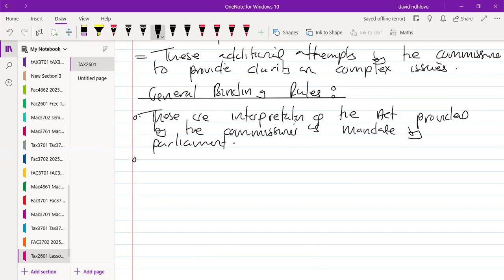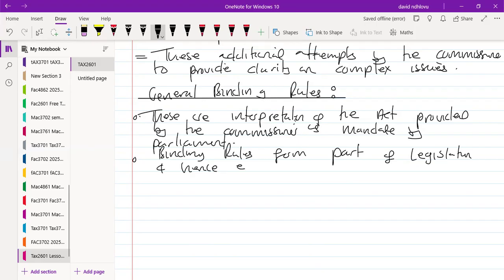Now, these binding rules form part of legislation, and hence the act. So these will be included in the act, but there will be an extra. You get a page or some pages after the act where you get general binding rules. So when you open the act and go through a certain paragraph, they will give you a reference to say, for more clarity, refer to the back of the act and find the general binding rules.